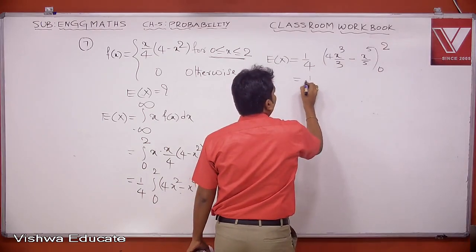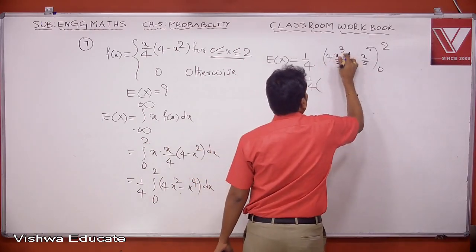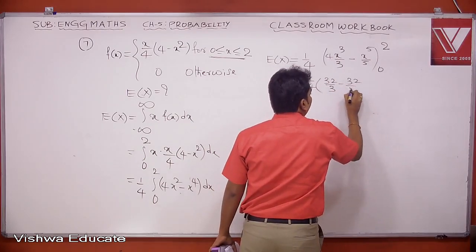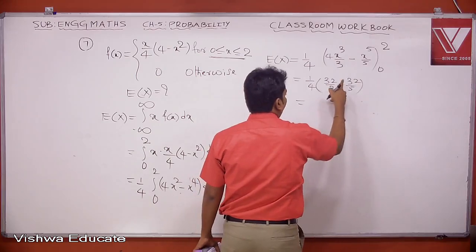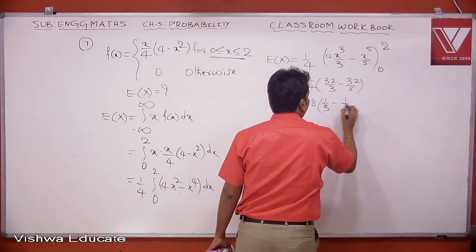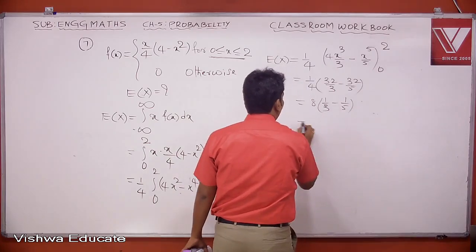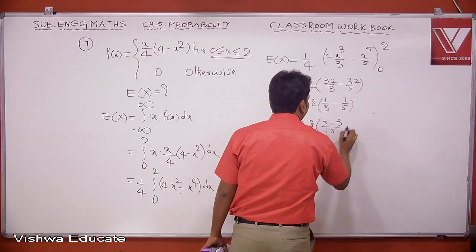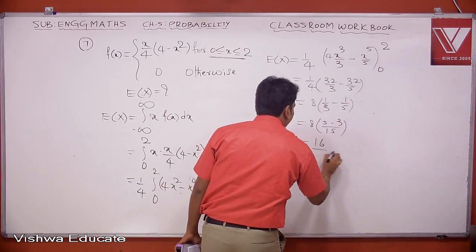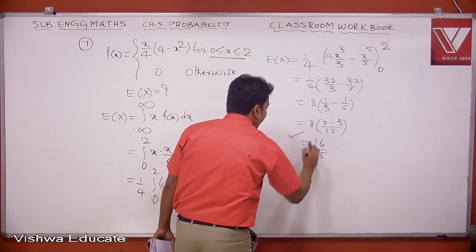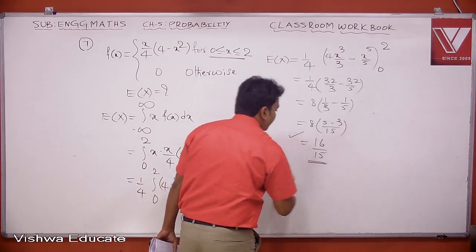So therefore E of x equal to 1 by 4 into 4x cube by 3 minus x power 5 by 5, where the limits are from 0 to 2. So this is 1 by 4 into 4 into 2 cube, 32 by 3 minus 32 by 5. So 32 by 4 is 8 into 1 by 3 minus 1 by 5. So therefore 8 into 5 minus 3 divided by 15, so 16 divided by 15. So therefore the value of expectation of x is 16 by 15.